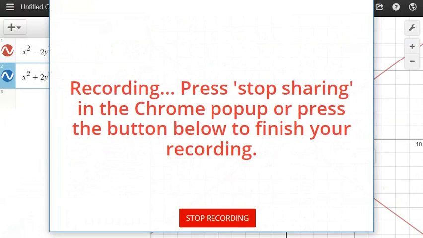Oh, well, I pressed this button that says I can press this button to stop recording, so that's what I'm going to do.